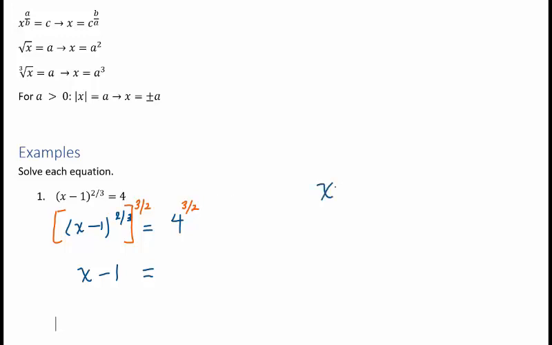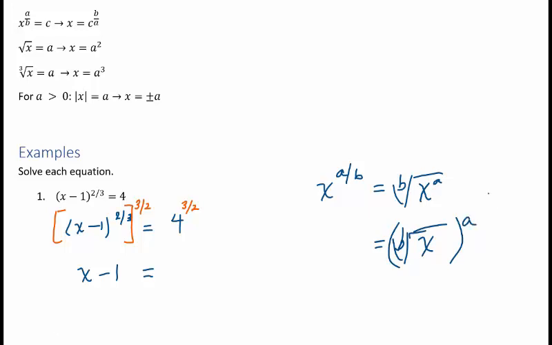Okay, so remember x to the a over b is the same thing as the bth root of x to the a, and a can go in one of two places. So it can go under the radical or it could go on the outside. So we're going to think about this as the square root of 4 raised to the 3rd. So square root of 4 raised to the 3rd is 2 to the 3rd, or 8.